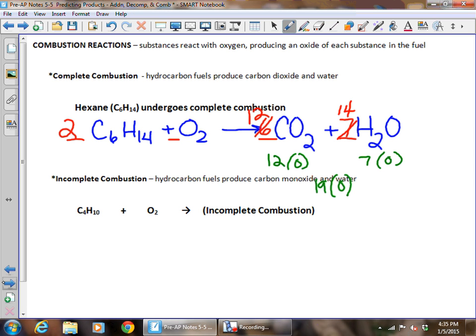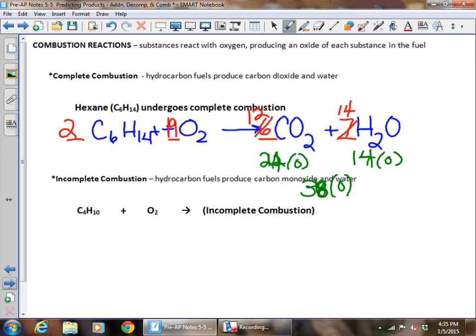When we double this, we end up with 24 oxygens here. We end up with 14 oxygens here. We end up with 38 oxygens here. Double everything except our final oxygen blank on the left. Looks like to get the correct number of oxygens, 38 divided by 2, I need 19 oxygens on the left-hand side in order to balance my oxygens. So 19 diatomic oxygens for a total of 38.